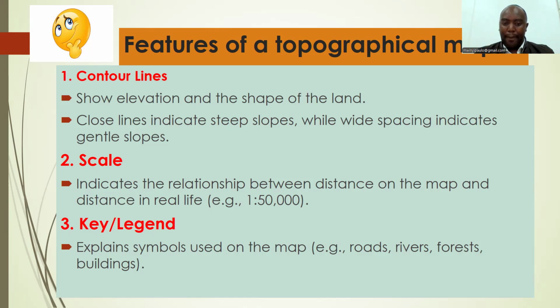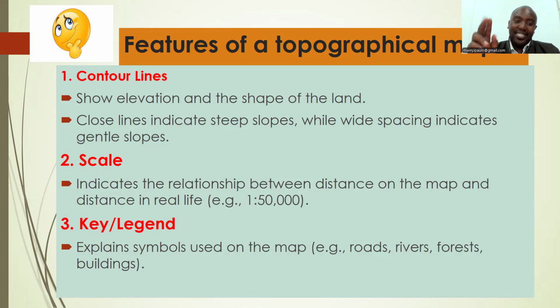The second feature of a topographical map is the scale. Now, the scale shows the relationship between distance on the map and the distance in real life. For instance, 1 centimeter on the map might be showing maybe 5 kilometers, depending on the appropriate scale that was used when coming up with that particular map.